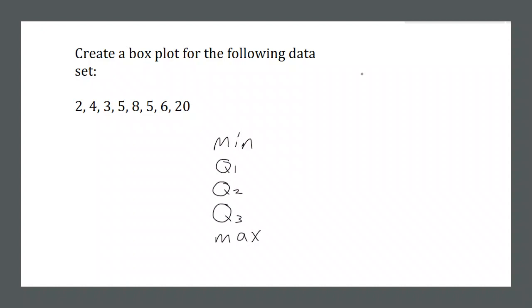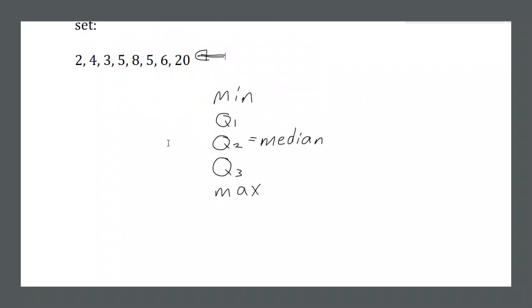Now, a box plot may also show outliers, and we will do that as well once we get these 5 numbers. And just a reminder, that second quartile is also the median. So the data set we're working with is right here. The first thing to do is put these numbers in order so that we can find all of these 5 values that we're looking for in order from smallest to largest.